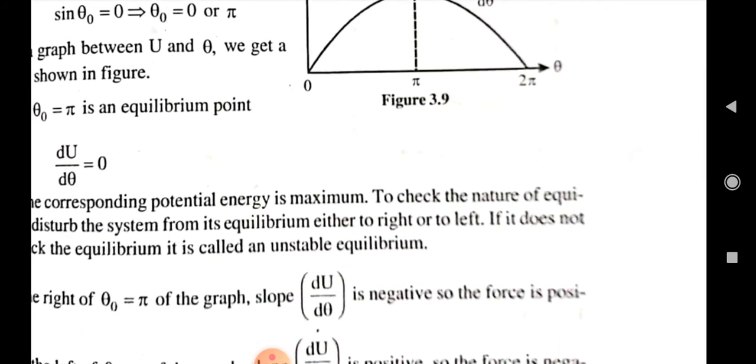du by d theta is negative means the force is positive, that is, it acts away from the point. That means it will never return back to the equilibrium position.